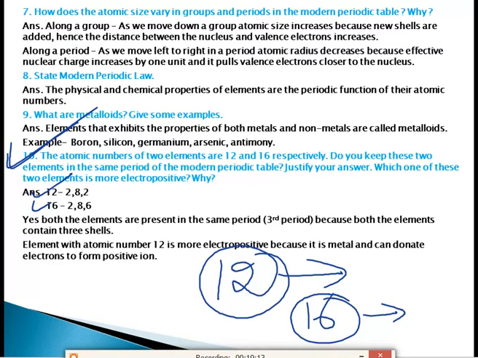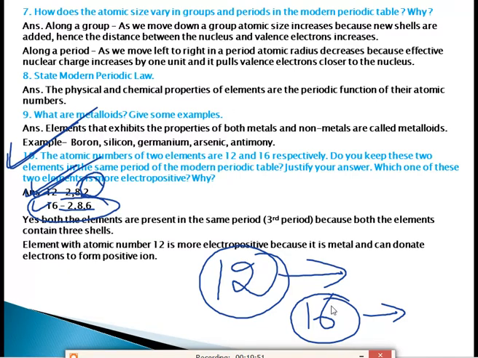Yes, both the elements are present in the same period because they both have 3 shells. So they are present in which period? In the third period, because the number of shells is the same. Now, which element will be more electropositive in nature? The element with atomic number 12 will be more electropositive because it has 2 valence electrons. It's a metal, and metals are more electropositive as compared to non-metals, and the element with atomic number 16 is a non-metal. So obviously the element with atomic number 12 is more electropositive because it is a metal and it can donate its electron to form a positive ion.